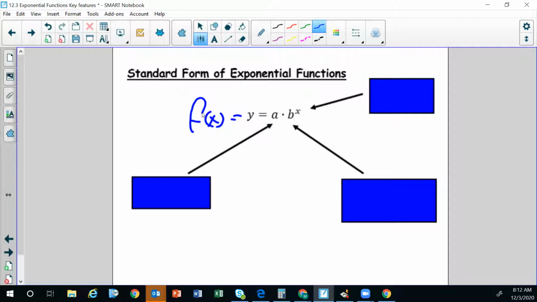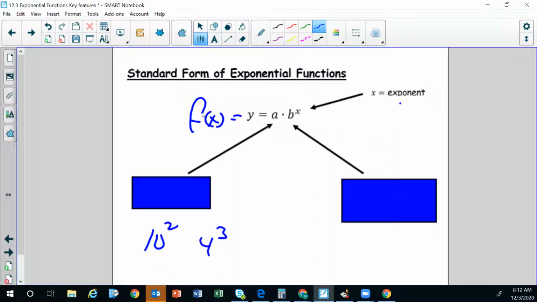Now, what does the x mean? The x is the exponent. I know you guys are used to 10 squared, or 4 cubed, where the exponent is a constant. In the exponential, the exponent is a variable. And that's a big difference.